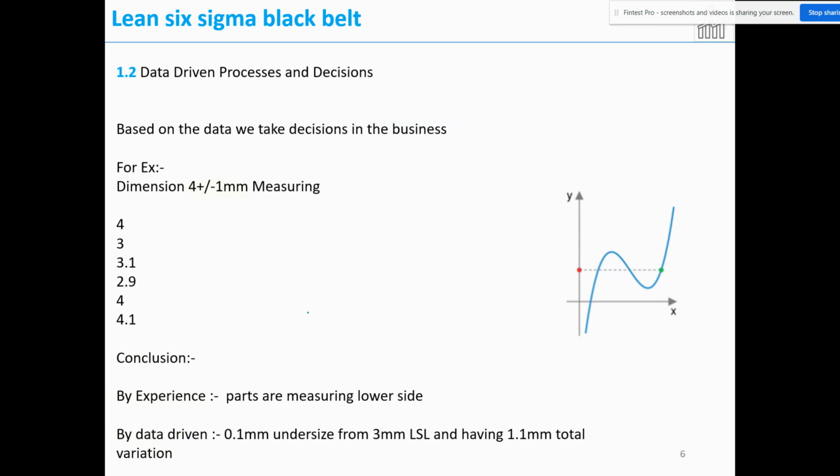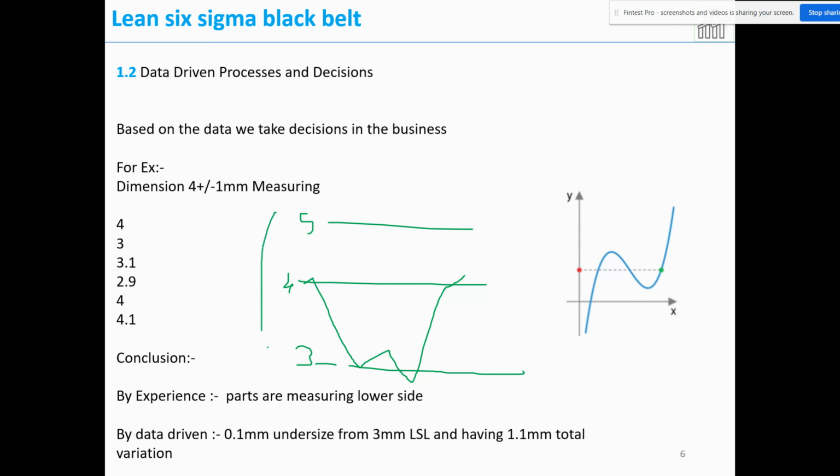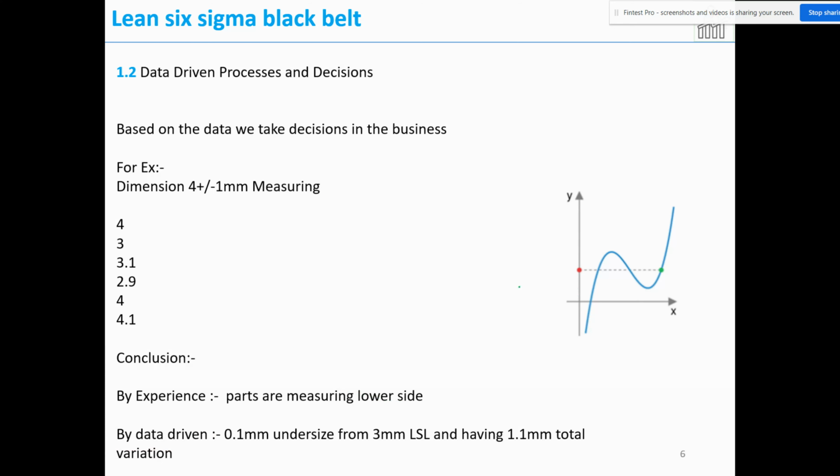And above all, now this is 4, right? And this is 5 and this is 3. So we draw a line like this. First is 4, then 3, then 3.1, then 2.9, then 4, then 4.1. So by seeing the graph, we can say the data tends to produce on the lower side, and this conclusion also we can make.